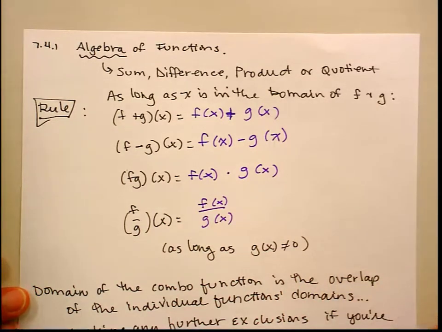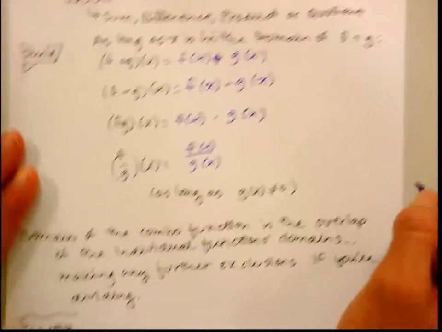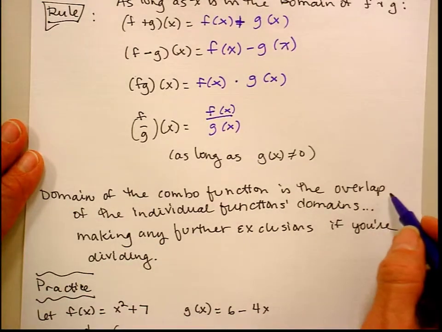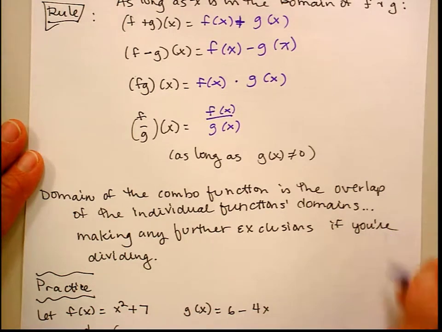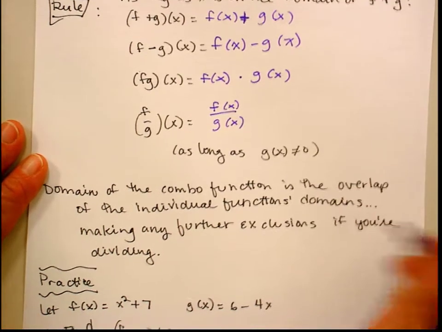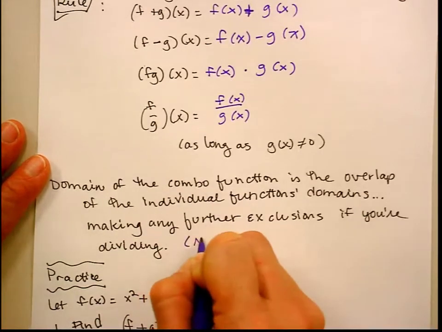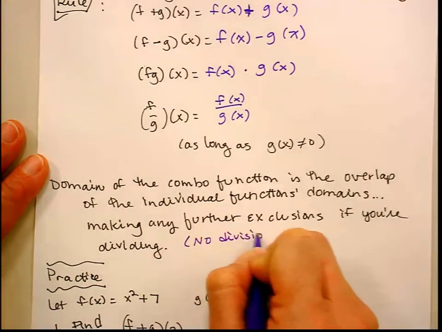Okay, so what we're doing is that as long as you start with two functions fitting the function criteria, if you add, subtract, multiply, or divide them, what comes out is itself a function, meets that same criteria. So if you start with two functions and you add them, subtract them, multiply them, divide them, what you get as an output is also a function. Okay, so the domain of the combo is the overlap of the individual functions' domains. Okay, and then again, making any further exclusions you have to if you're dividing so that you don't divide by 0. Right? No division by 0.